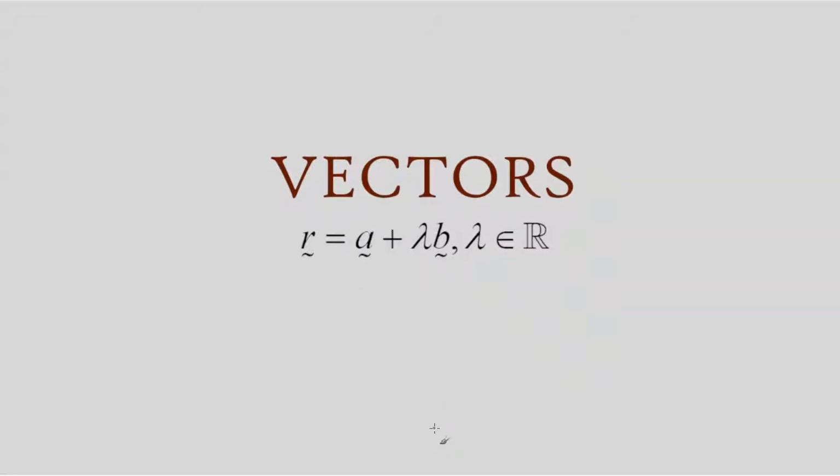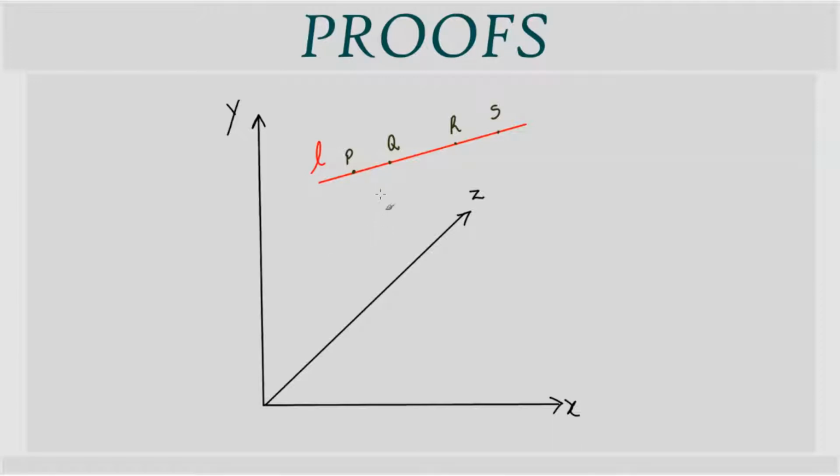Today I'll be talking about the equations of lines for vectors in 3D. Consider a line L that's floating in the 3D space that extends indefinitely to infinity and beyond. In the context of this proof, I'm only going to use this line segment over here, which contains the points P, Q, R, and S, points that lie along the line L.